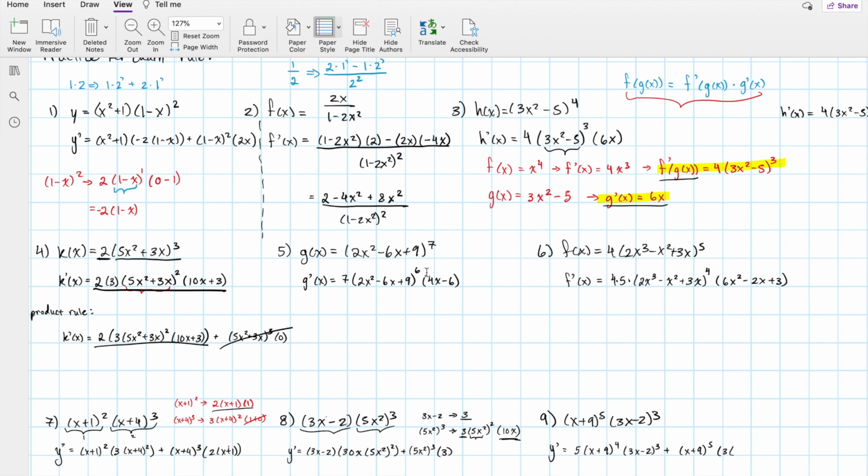Now, let me just break this down a little bit. So this is the first term, second term. We took the derivative of the first term, multiplied it by the second term. Then we took the first term and multiplied it by the derivative of the second term.